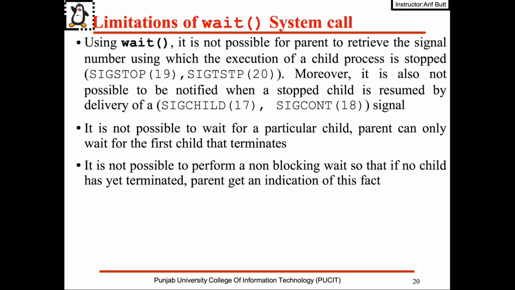So the first limitation is this, and the second limitation of the wait call is that it is not possible to wait for a particular child. The parent can only wait for the first child that terminates. And the third limitation is that it is not possible to perform a non-blocking wait, so that if no child has yet terminated, the parent gets an indication of this fact.